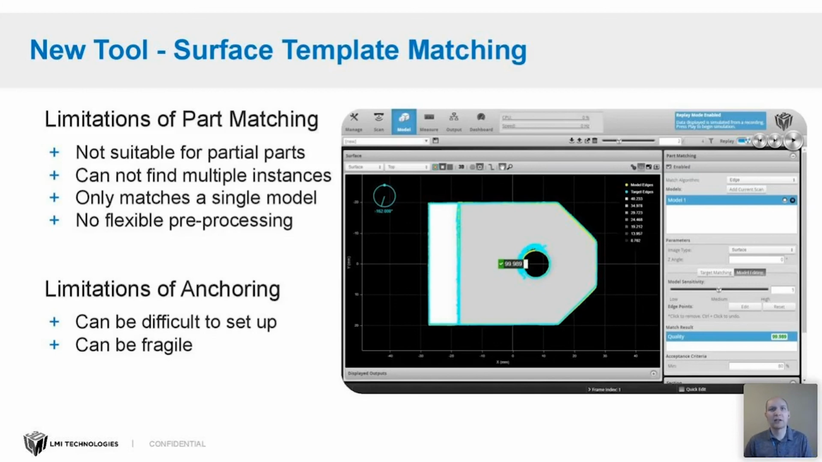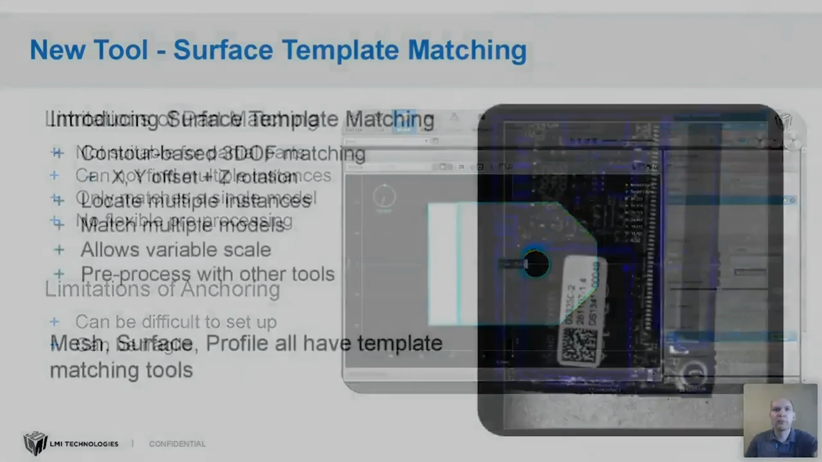And then for anchoring, if you've tried this before, you know that it can be difficult to set up. It can also be fragile if you don't have your regions positioned accurately. So while anchoring has its place for specific applications where you know that the rotation doesn't vary over 360 degrees, for example, it's just a few degrees of rotation, anchoring might be appropriate because it's fast. But in these general use cases, it can be difficult to set up and it can be fragile to use.